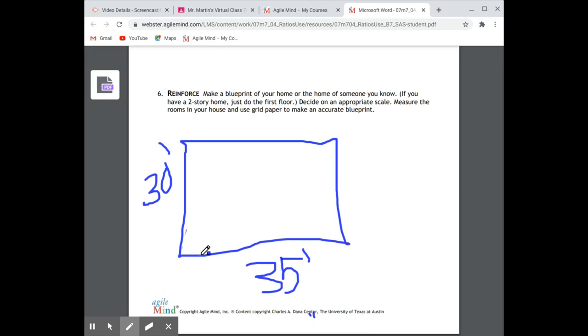But if we were to actually measure this, is it really 35 feet and 30 feet? No. So I want to create a scale factor that would actually work. So I need each inch to represent a certain amount of feet so that it's correct. So what is a scale factor that we could use so that we could figure this out? In other words, what could each inch represent? No one knows. Think about it a second.